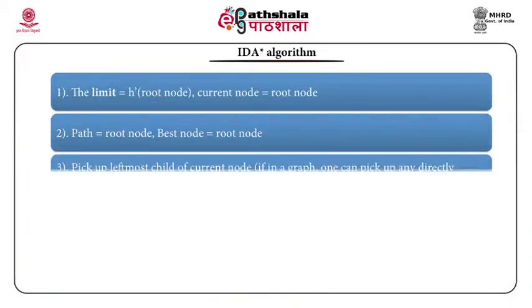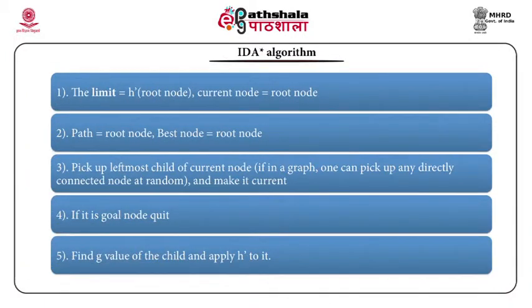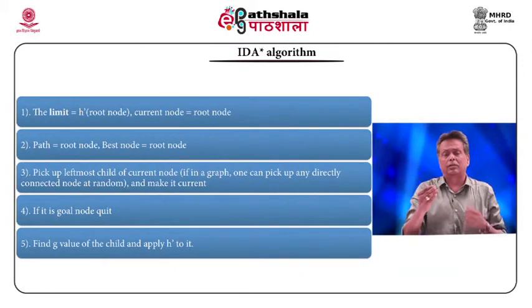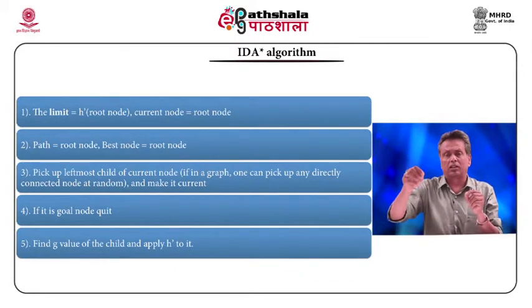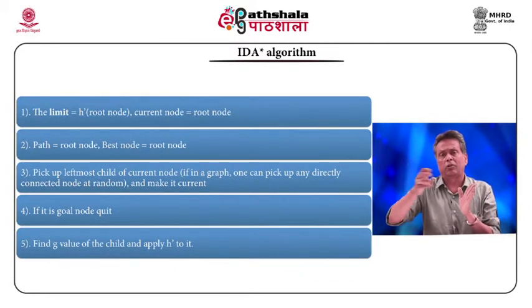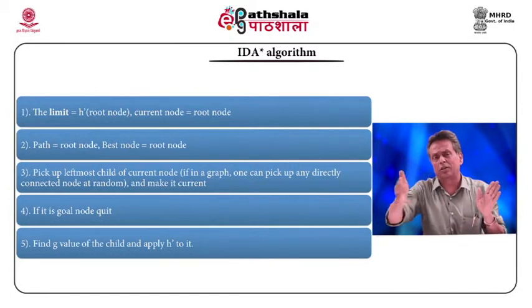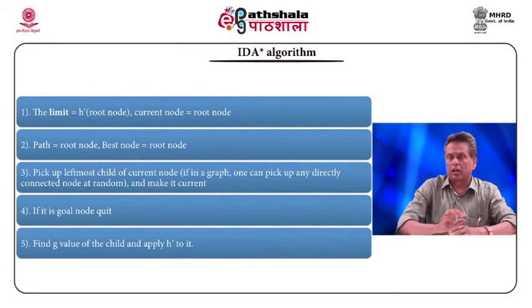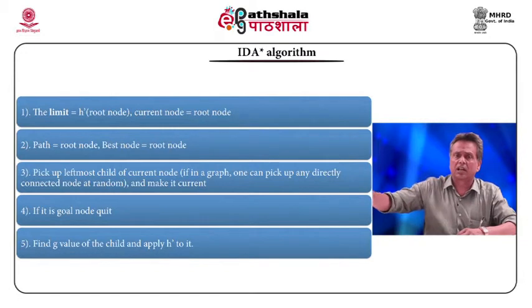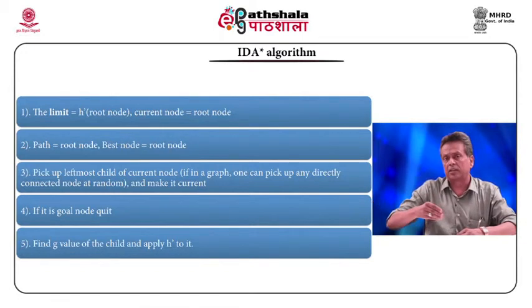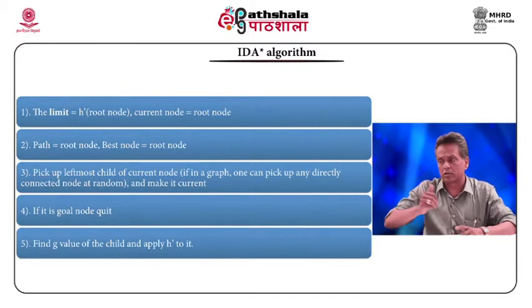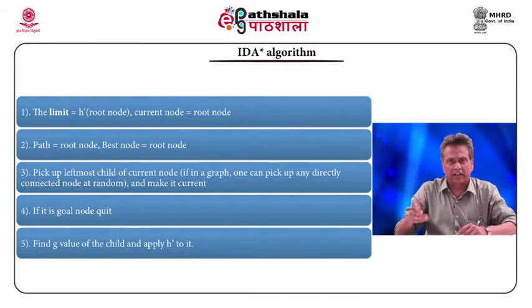And the algorithm is also shown on the next slide, and we call that thing limit. Limit is the cutoff value. So limit equals H dash of the root node. Now you assume that from the root node, 3 hops away, you will get a solution. Then that value is your cutoff value, the limit. The current node is the root node, and you start traversing like depth first search. As soon as the G plus H dash value goes beyond 3, you just stop, go back and take the next branch and continue doing that. If you get a solution, great.